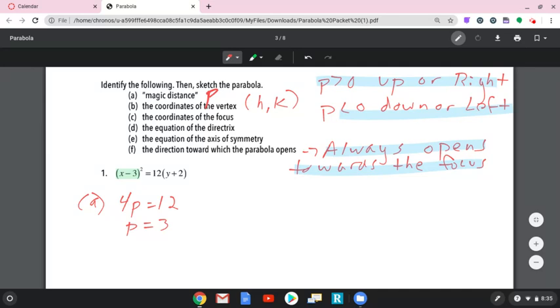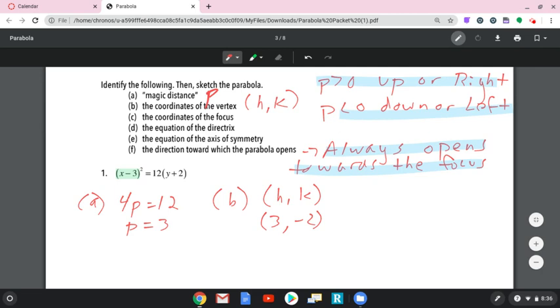Coordinates of the vertex are H and K. So let's do B, HK. What is H is what I'm taking away from X. K is what I'm taking away from Y. H would be 3 because I'm subtracting 3 from X. Now, the next thing I'd ask myself, what am I subtracting from Y? Well, it's a positive 2 there. So what makes a positive 2? Y minus a negative 2. You're taking the opposite of what's in the parentheses. That's my vertex.